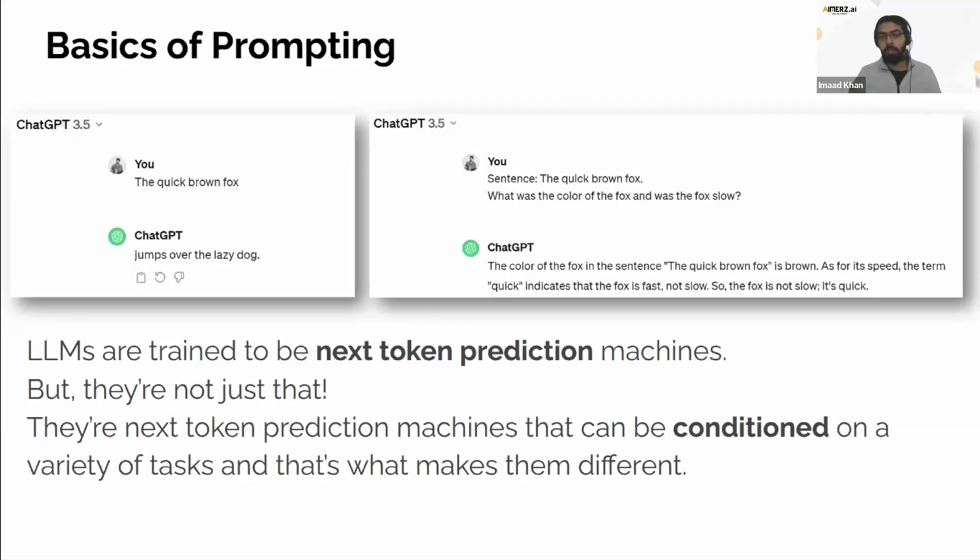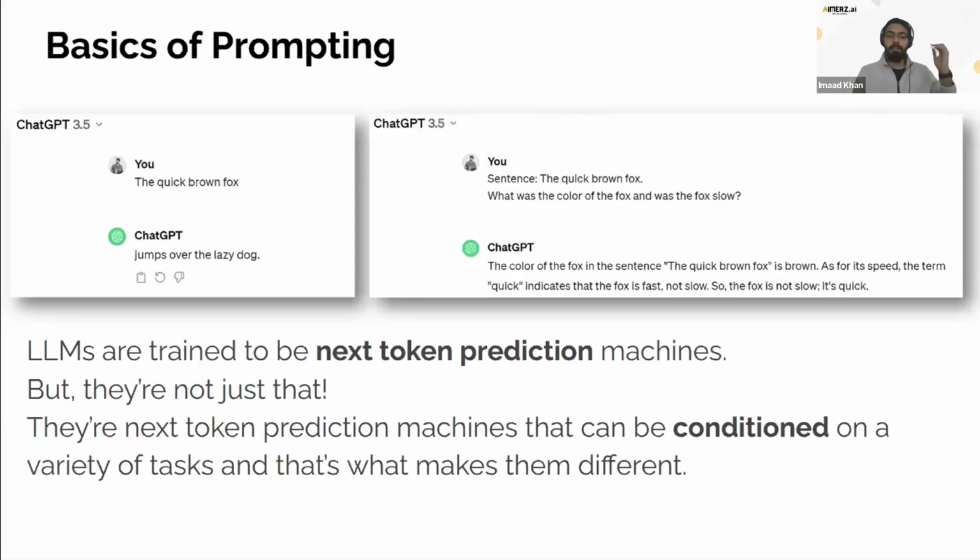So all tokens put together is called a vocabulary. There are different tokenization strategies to come up with the best possible tokens for your vocabulary. We are not going to get into that, and that's why I said let's consider, for the sake of our discussion today, that LLMs are trained to be next token prediction machines. What is a token? Token is a word.